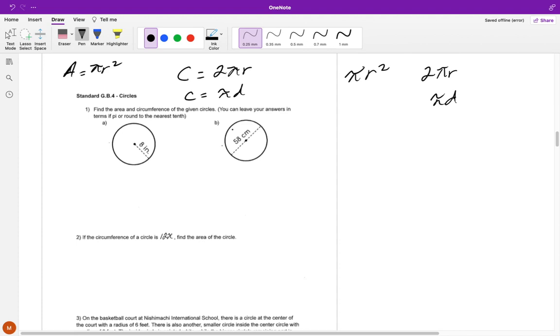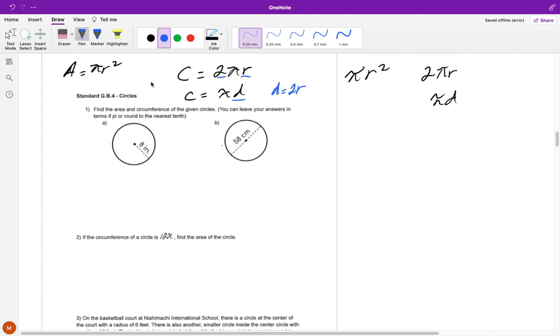Because what d and r represent: the radius is the distance from the center of the circle to the edge. So that is our radius there. If it's the center to the edge, the other side is another radius. And the line that goes from one end of the circle through the center to the other represents our diameter. That's why we can represent it as 2r, because the diameter is twice our radius. And remember, circumference is just a way of saying the perimeter of the circle.